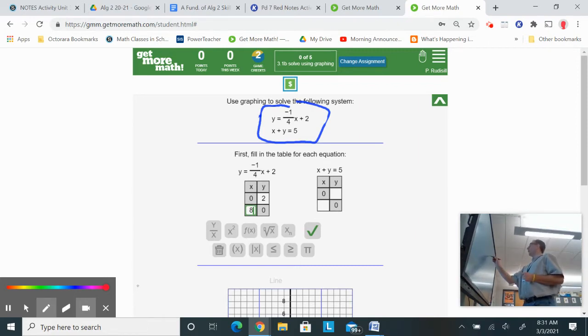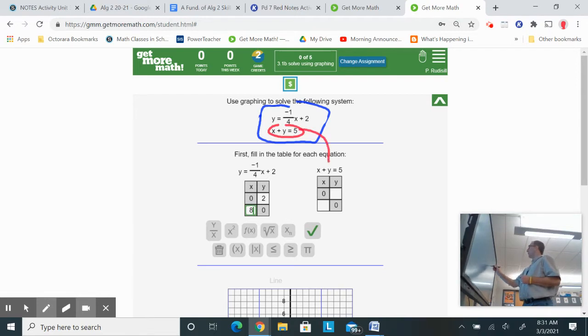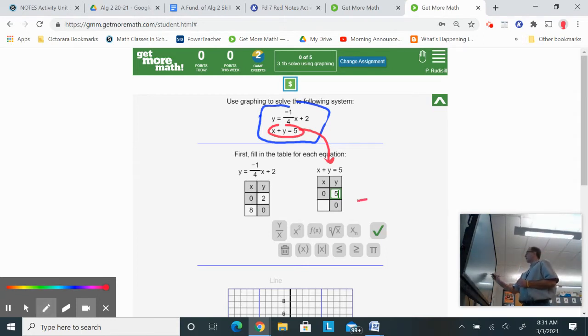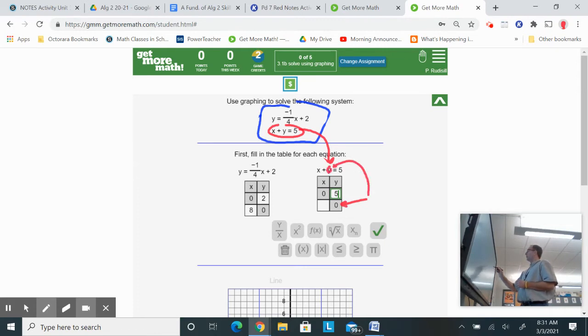Now I go to my second equation. That's already copied down here, and it already has a 0 in for the x. So when I substitute that in for the x, 0 plus y is y. So y has to equal 5. So I'm going to put a 5 right in there. And now for the second ordered pair, where y is 0, you put a 0 in where the y is, and x plus 0 is x, so that means x would equal 5. So you're going to put that right in there.